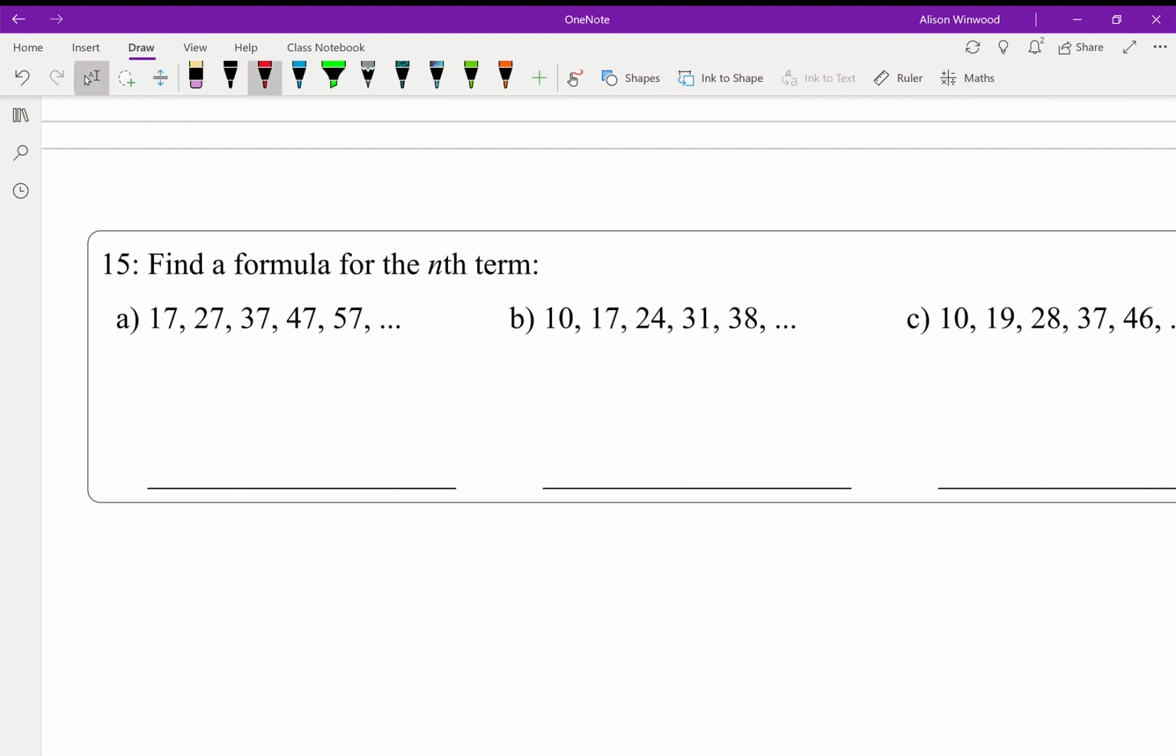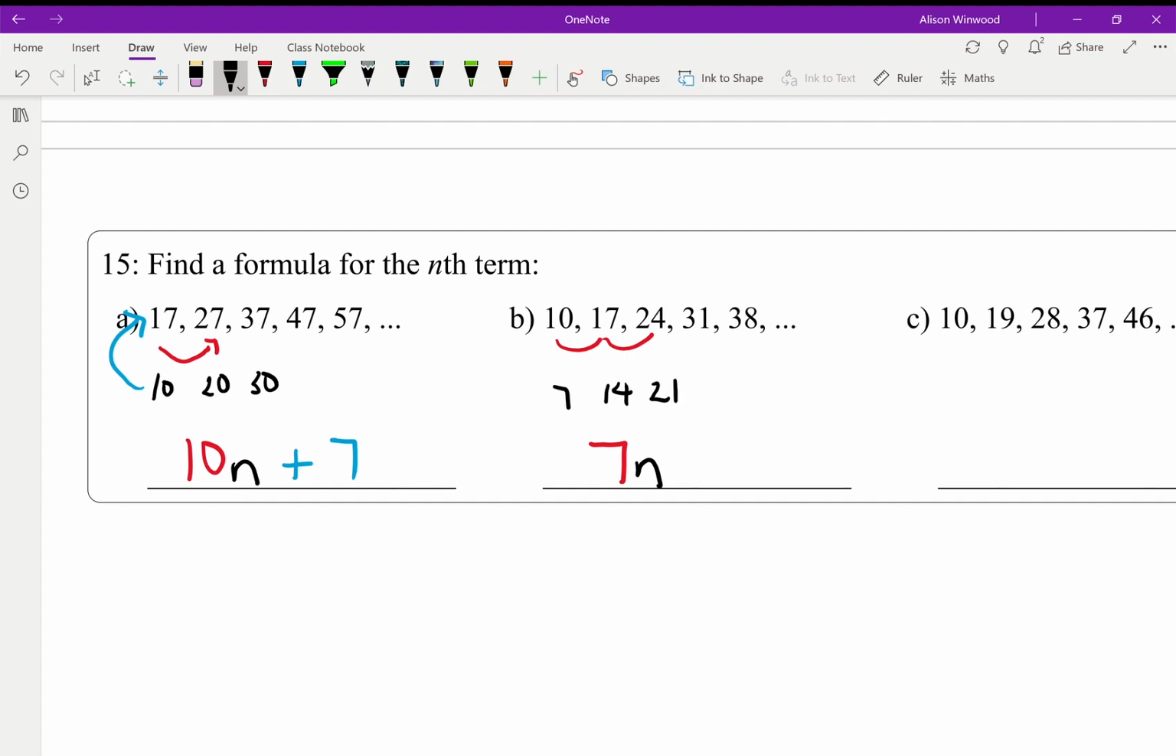Nth term, this is going up by 10, so it's going to be 10n, 10 times table. How do I get from there to the sequence? I need to add another 7. Sequence is going up by 7, so it's 7n. Compare it to the 7 times table. 7 to 10, I've got to add 3 each time.